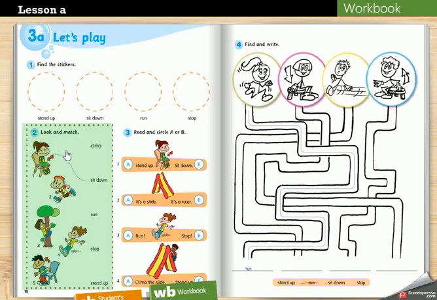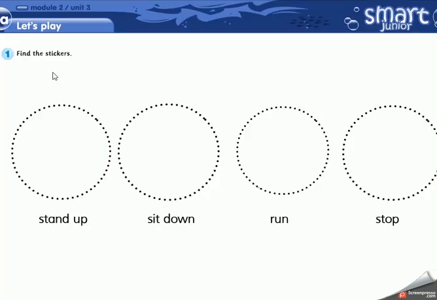So let's open our book on page 13, okay? First exercise, we have to find the stickers and put them in the right circle, okay? You will find the stickers at the end of your book, okay guys?